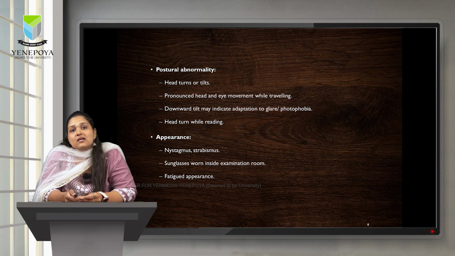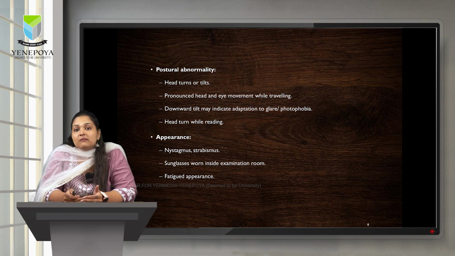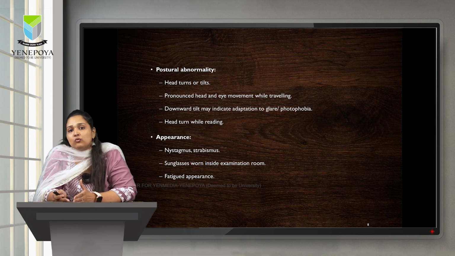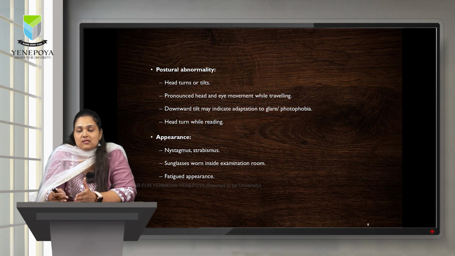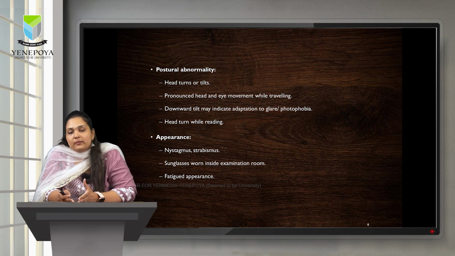Next is sunglasses worn inside the examination room. This is what I already mentioned. The patient might have glare or photophobia, so they will continue wearing the sunglasses inside the room also, and they forget to remove them. The room illumination will be hurting their eyes, so they will continue wearing them in the room itself.